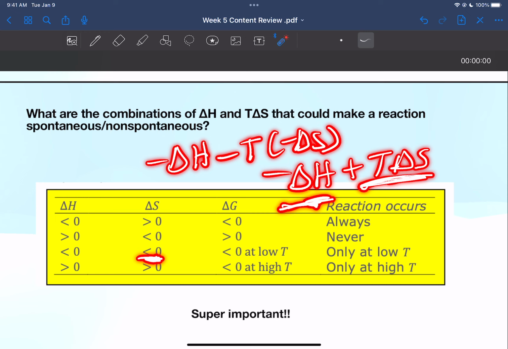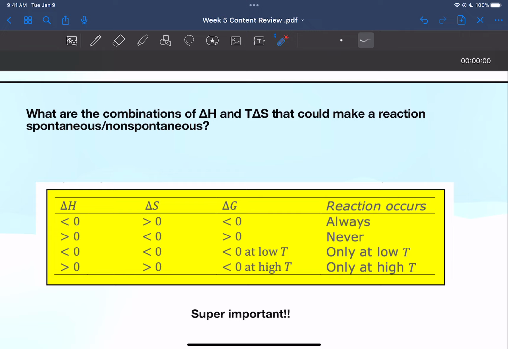But on the other hand, if the temperature is super, super low, right, low temperatures, then the delta H term could actually be bigger. And therefore, at low temperatures, you would have a spontaneous reaction because delta G would be negative at that point. Highly recommend going over this table.